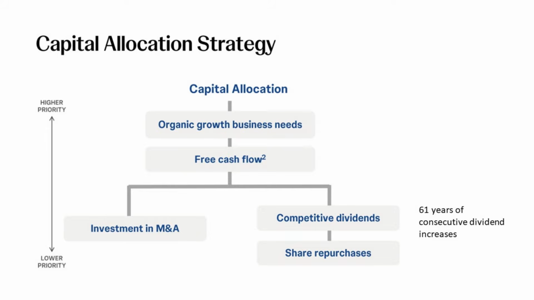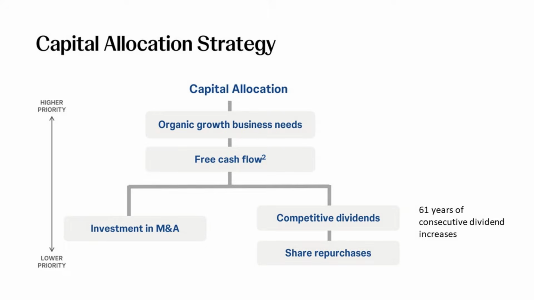And from that, they can take two different paths here. The first you see on the left, investment in mergers and acquisitions. That's acquiring growth. And on the right there, they say competitive dividends and share repurchases in that priority order. They've now increased their dividends for 61 years in a row. So that's a track record that they're going to want to keep.